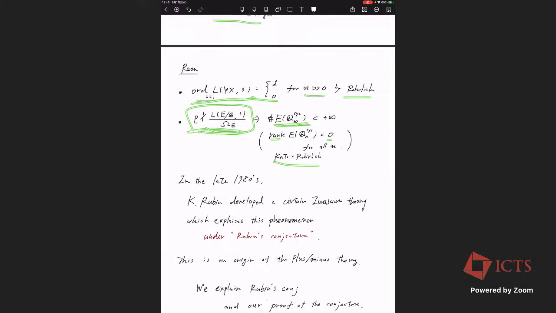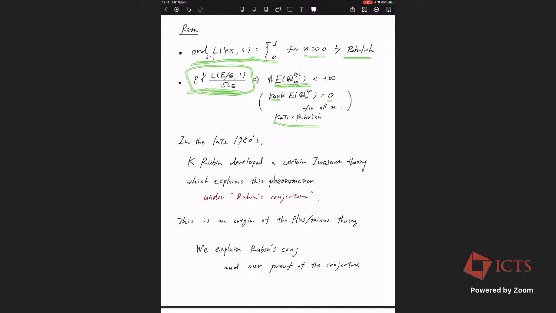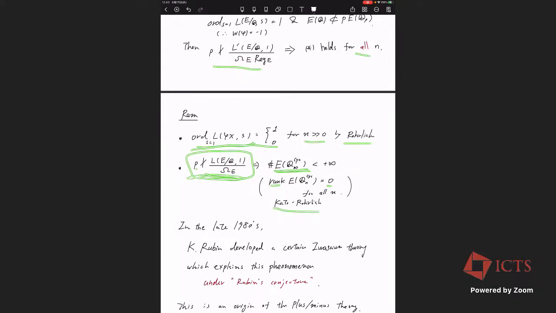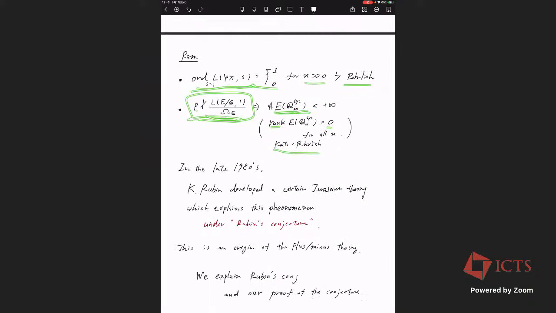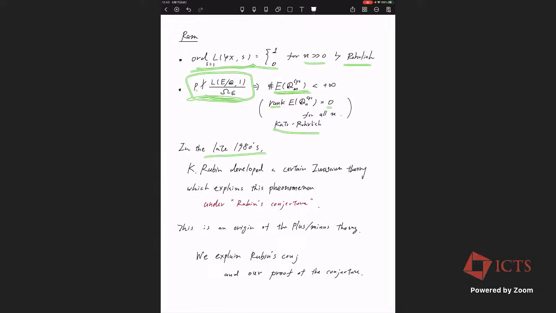Now I want to explain the Iwasawa theory behind this theorem. In the late 80s, Karl Rubin developed a certain Iwasawa theory, which explains this phenomenon, under the so-called Rubin's conjecture, which is the main topic of this talk. And this is the origin of the plus-minus Iwasawa theory.